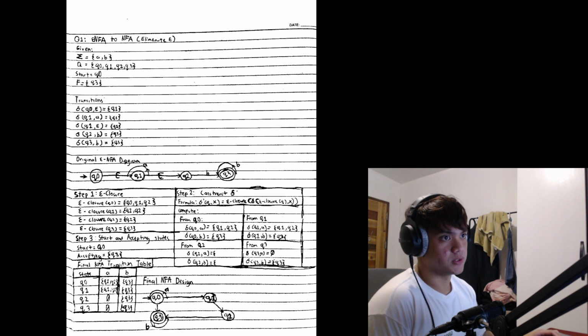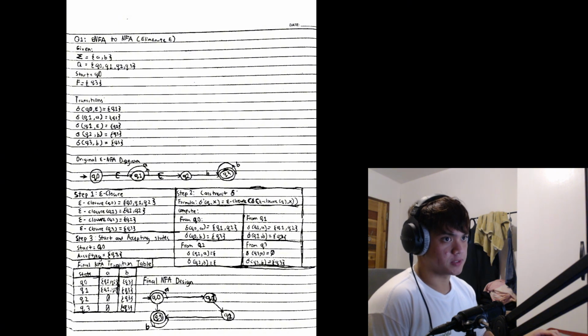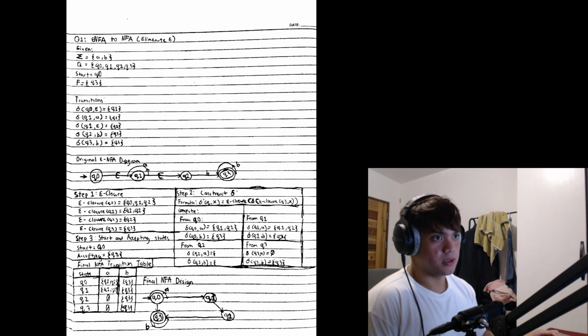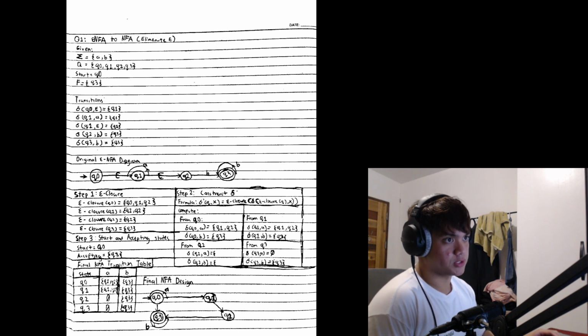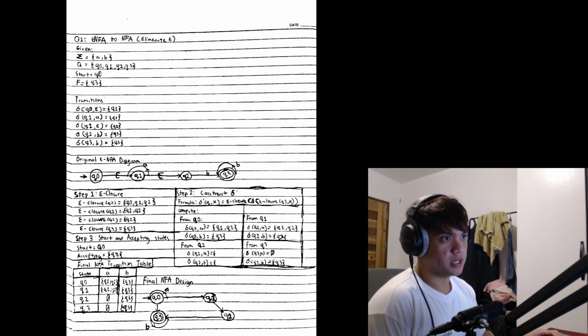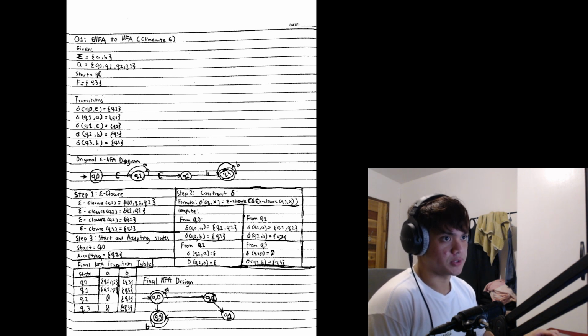Step 2. Construct new transitions. The formula is delta prime of Q on input A equals epsilon closure of delta of epsilon closure of Q on input A. From Q0 on A, epsilon closure of Q0 is Q0, Q1, Q2. Applying delta on A gives Q1 since only Q1 has an A transition. Epsilon closure of Q1 is Q1, Q2. So delta prime of Q0 on A equals Q1, Q2. From Q0 on B, from Q0, Q1, Q2, only Q2 has a B transition going to Q3. So delta prime of Q0 on B equals Q3.